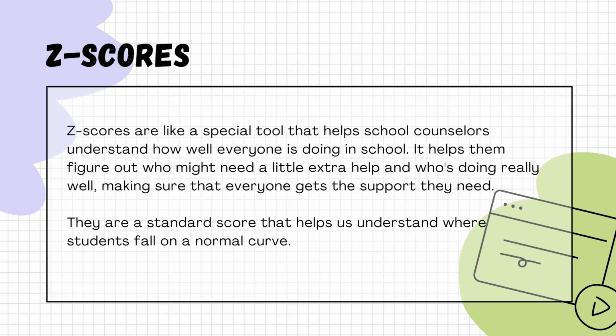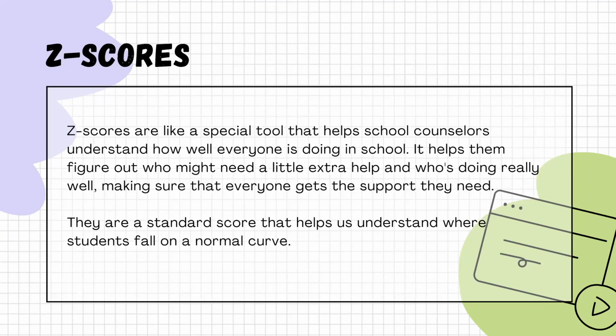Another way that it helps is identifying areas of concern. Extreme Z-scores can point out if a student's performance is unusually high or low. This helps the counselor identify areas where a student might need extra support or challenges. The Z-scores also help with intervention. If the counselor sees a lot of students with low Z-scores in a particular subject, it might mean that they need to adjust how that subject is taught or offer extra help to improve everyone's understanding.